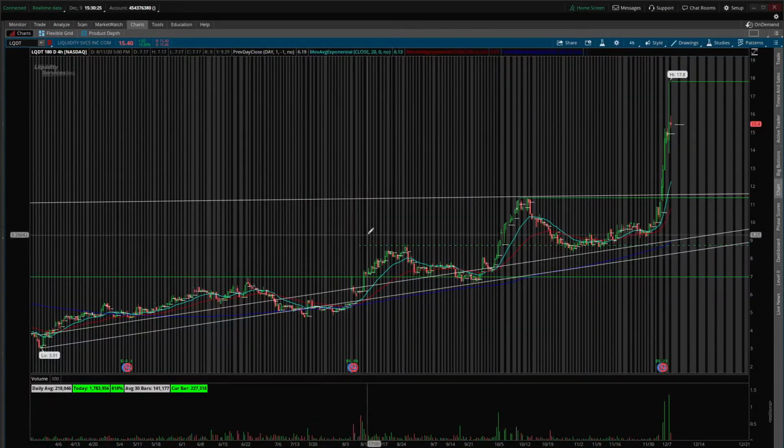I'm TJ, and today we're going to be looking at Liquidity Services, LQDT. Let's get into it. Here's the chart for Liquidity Services, LQDT. We're on the 4-hour 180-day chart. This growth trend here, it goes back to 2018.